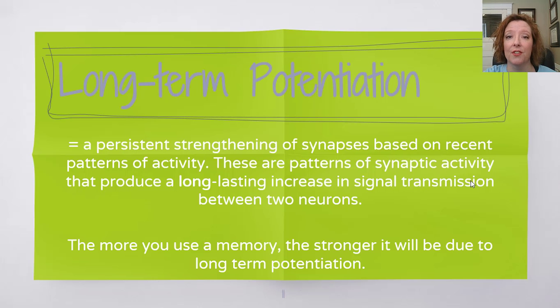And this leads us to the concept of long-term potentiation. This is a persistent strengthening of synapses based on recent patterns of activity. So you're looking at patterns of synaptic activity that produce long-lasting increases in signal transmission between two neurons. And basically, we've talked about this before. The more you use a memory, the stronger it will be due to long-term potentiation. So any process is stronger the more you do it, the more you use it, and memory is no different.